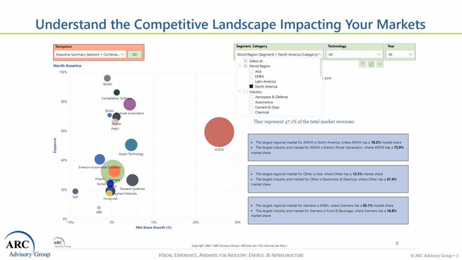ARC's competitive analysis tool offers an integrated visual approach to understanding market competition across various regions, sectors, and technologies. By merging three analytical methods into one easy-to-understand bubble chart, this tool displays key metrics such as growth rates, market presence, and revenue in dollars, providing a clear snapshot of major competitors in each market.